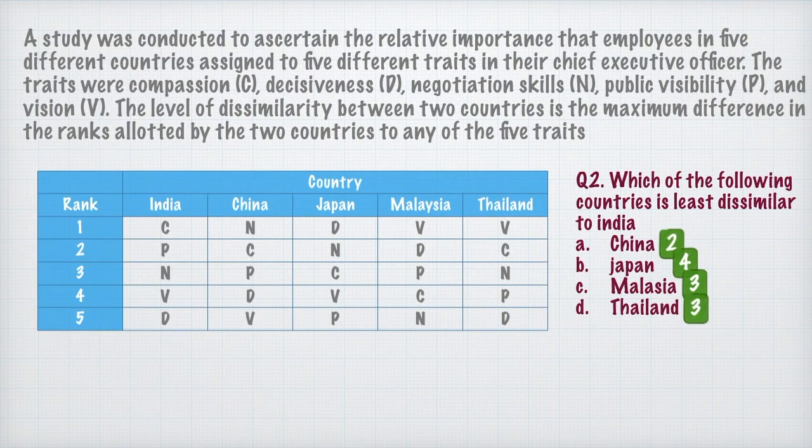So obviously my answer would be China, because the level of dissimilarity is only 2. So that's the least difference. All the other countries are more than China. And the very next question was, which of the following countries is most dissimilar to India? So if I have worked out this question, I can work out the other question also. Most dissimilar to India would be obviously Japan, because the level of dissimilarity there is 4.